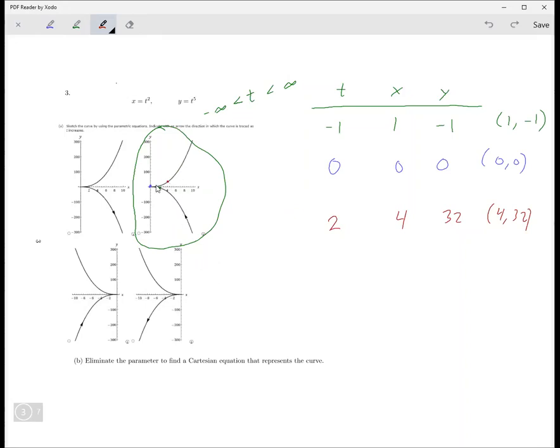And if you go to infinity, these are going to infinity. And if you put in negative infinity, then the y term is going to negative infinity, going down, and so on. So it goes this way, is the first one. Part B, eliminate the parameter to find a Cartesian equation that represents the curve.